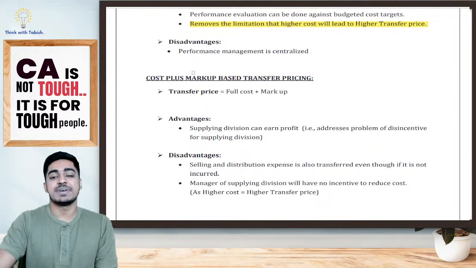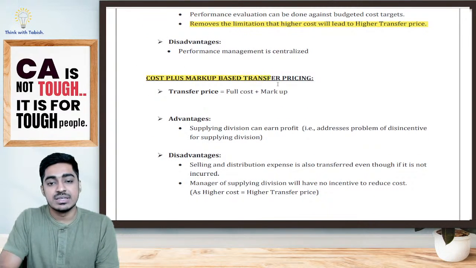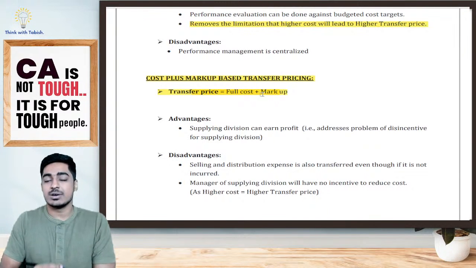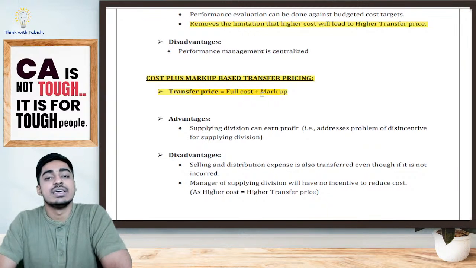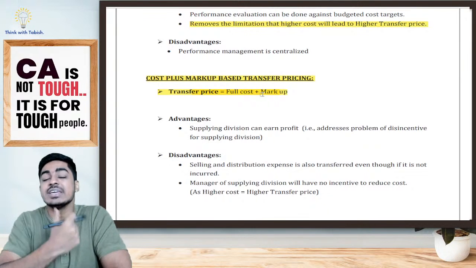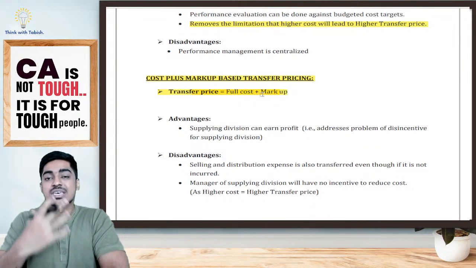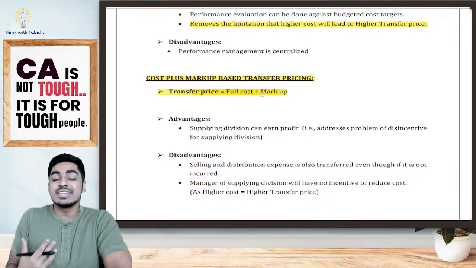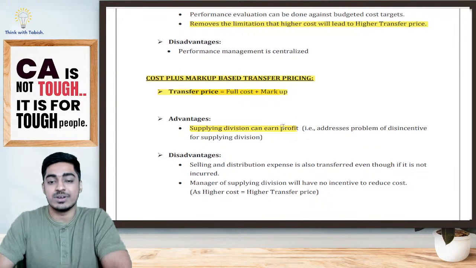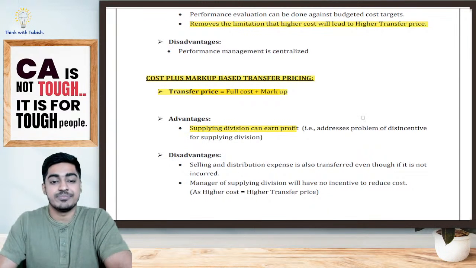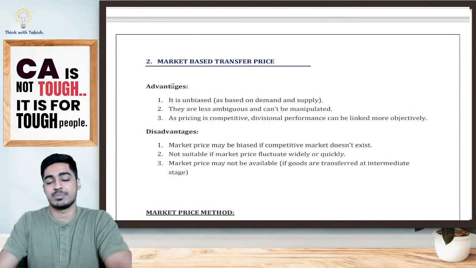Next, finally, we have the cost plus markup method. Here we are transferring it at cost plus markup. Till now, with full cost, marginal cost, standard cost, the supplying division had no motivation at all because whatever is the cost, only that we are getting. We are not getting any profit. But now they are motivated because if we sell the goods, we are getting profit. Profit is what ultimately makes us happy, right? So the supplying division can earn profit, which will motivate the employees to work because based on the profit they will be getting the bonus ultimately. Clear? This is cost based transfer price.